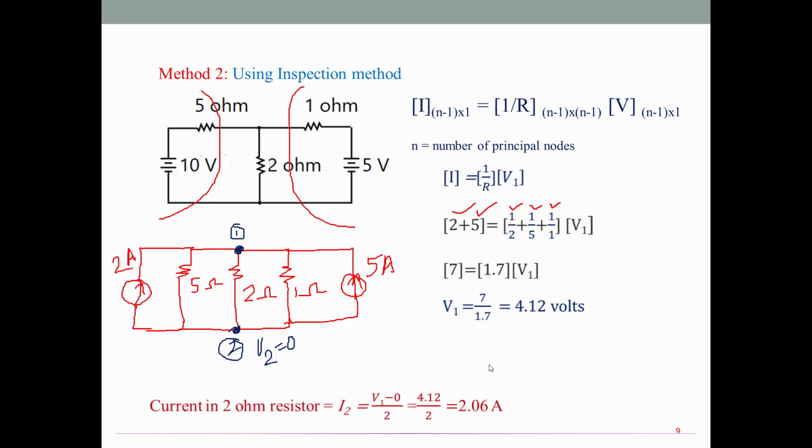And finally, the current in the 2 ohm resistor is I2, which is V1 by 2 or V1 minus 0 by 2, where V1 is 4.12 divided by 2 becomes 2.06 amps. So this way we conclude the solution using the inspection method.